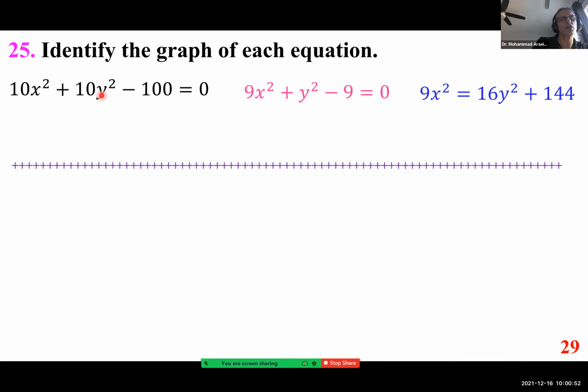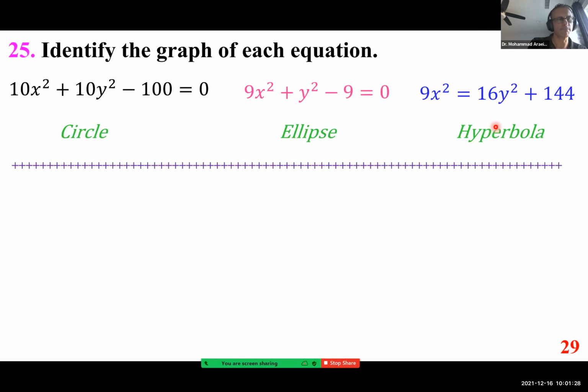When x squared and y squared are both on the same side, if they have identical coefficients, that's a circle. In this case, this is a circle. When they are on the same side, they have different coefficients, but they are both having the same sign, that means both positive or negative, that's an ellipse. If you bring it to the same side and they have opposite signs, that's a hyperbola.